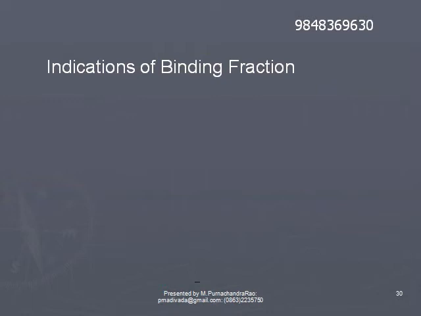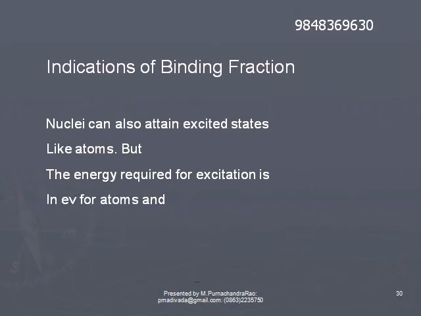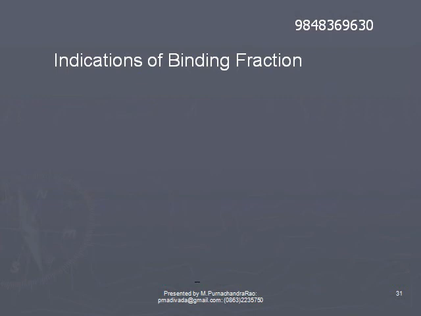The nucleus can also undergo excited states. It can also occupy higher energy levels like an atom. So the nucleus can also be excited, like the atom. In an atom, the energy required for excitation is only in electron volts, very small energy. But in the case of the nucleus, the energy required is very, very high. It will be in million electron volts. The excitation energy of the nucleus is in million electron volts, whereas the excitation energy of the atom is only in electron volts.